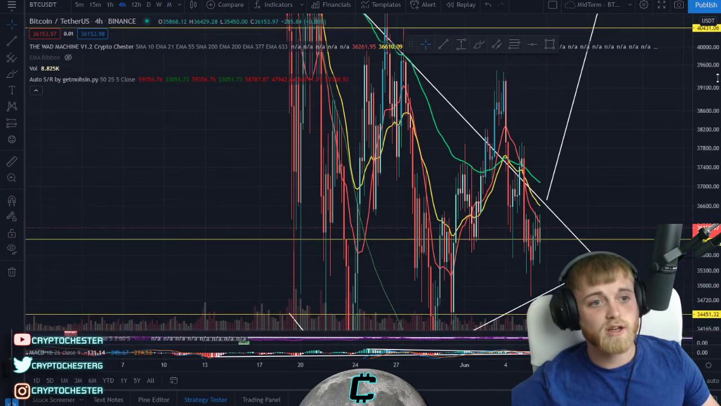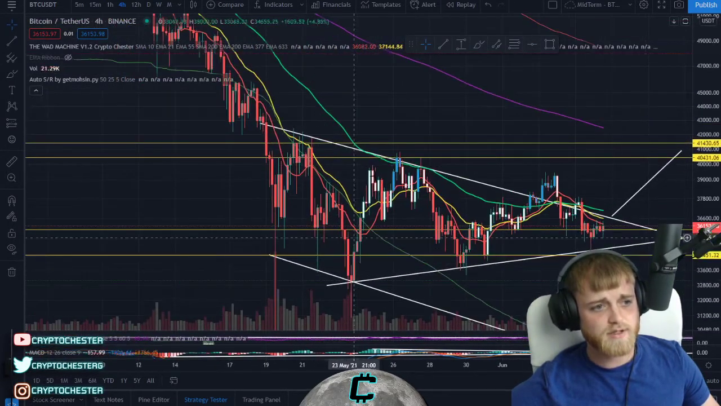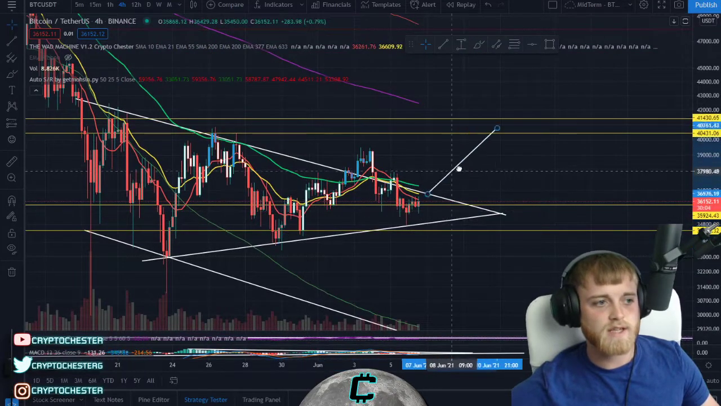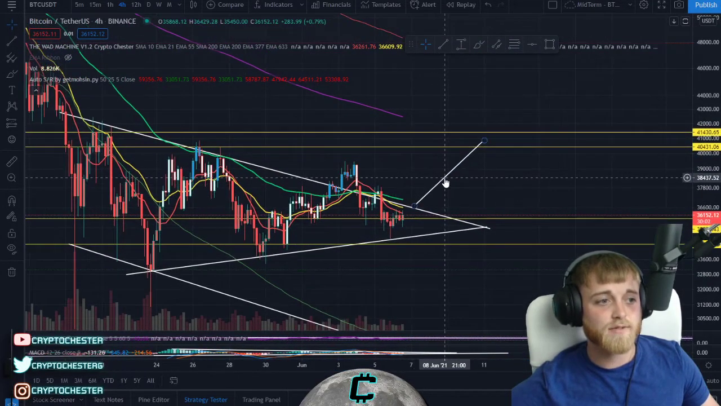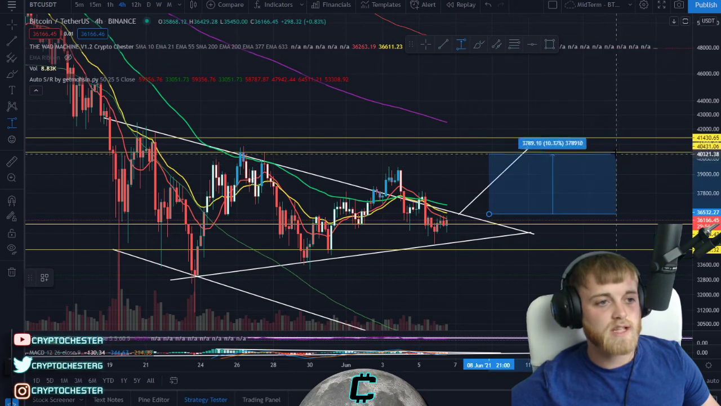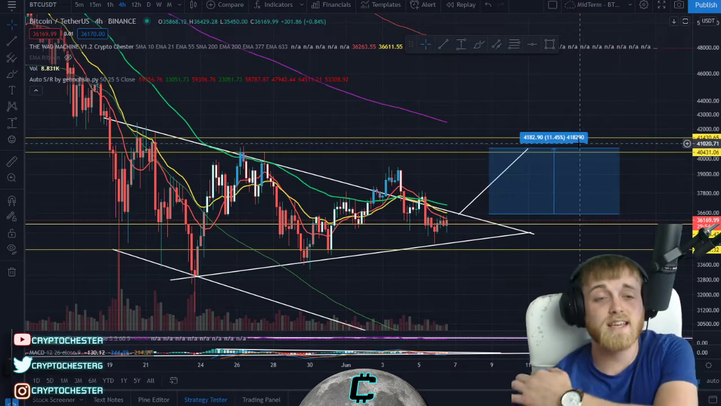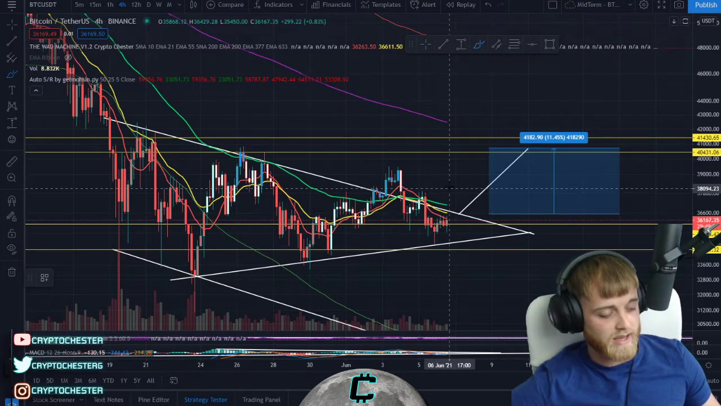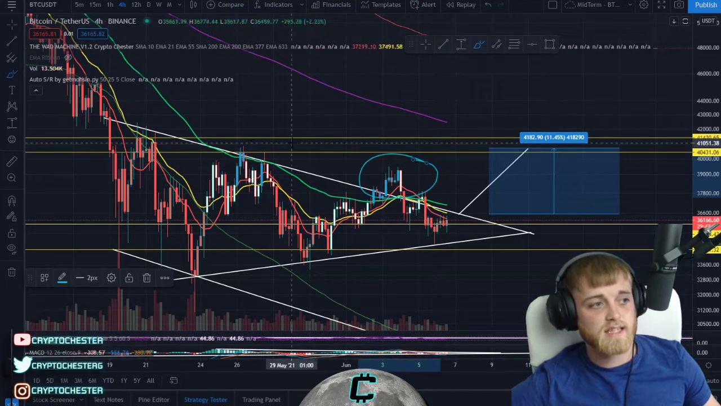Right now, if we look at this symmetrical triangle playing out here, if we're looking for a measured move to come up from that, it would be along the lines of this in terms of a long position, right? And that is a very juicy long position indeed. Obviously, depending on where we're going to break along this symmetrical triangle here, if I just get some sort of percentages going there, look, you're looking at maybe like a 10 or 11% gain there for Bitcoin. Very nice indeed.